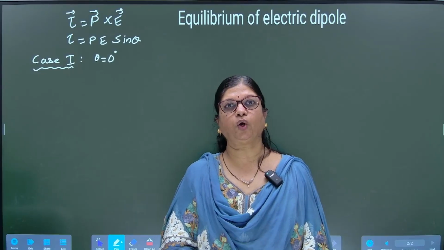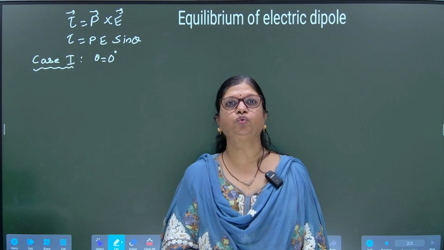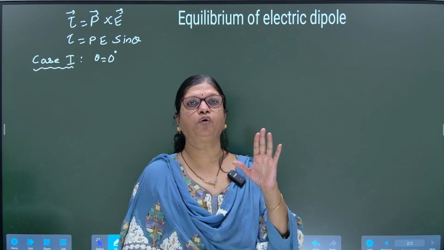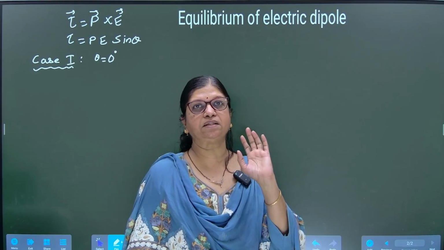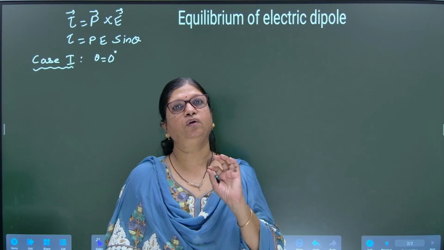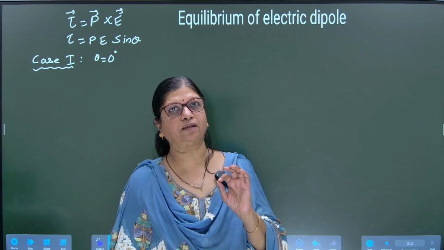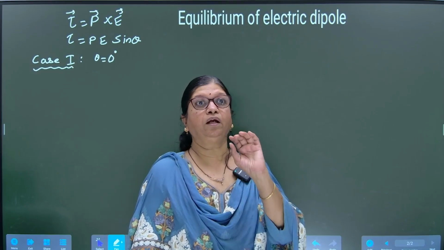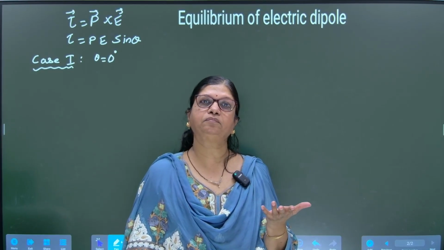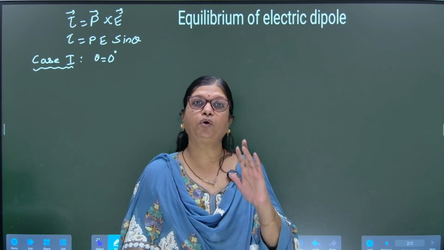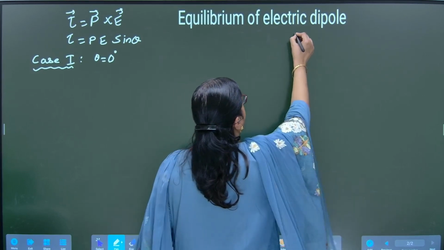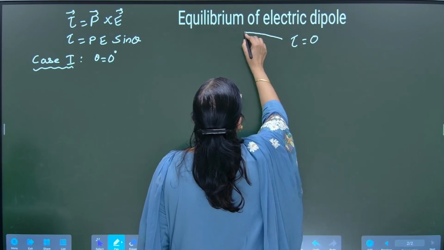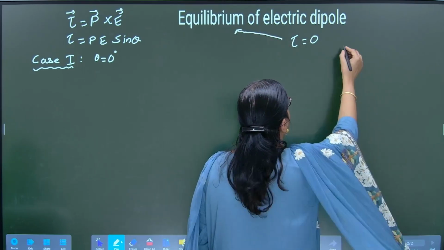So going back to our knowledge, today we will again do the equilibrium of an electric dipole when placed in a uniform electric field, for which we have just now derived the formula tau is equal to P vector cross E vector, and PE sin theta is its scalar value, or the magnitude part. Now, what is equilibrium for rotational motion? If a body has tau equal to 0, then we say that the body is in rotational equilibrium.